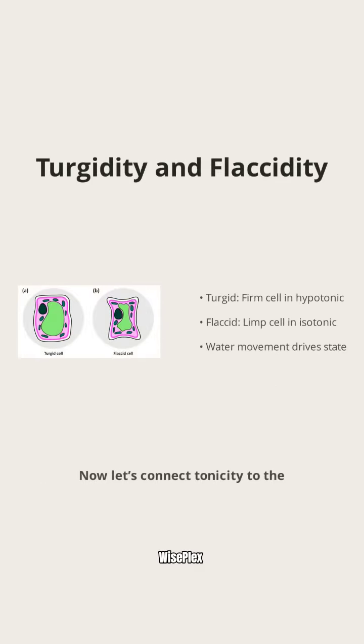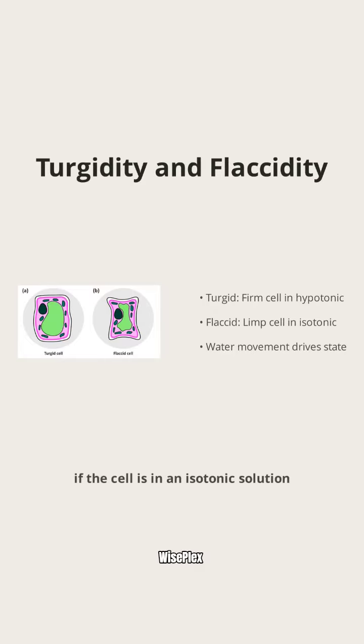Now let's connect tonicity to the physical state of plant cells. When a plant cell is placed in a hypotonic solution, water enters the cell, filling the central vacuole and pressing the cell membrane against the cell wall. This state is called turgidity, and the cell is said to be turgid. Turgidity is essential for maintaining the structure and firmness of plants.